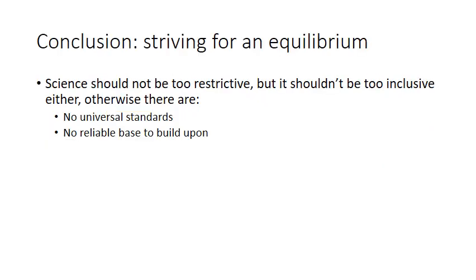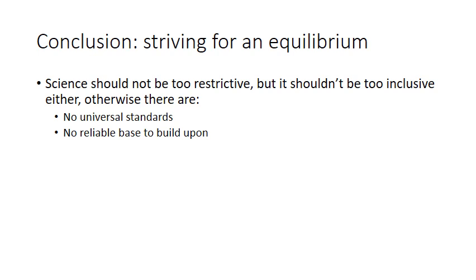Now, what Sokal and many others actually take up here is that if we make science too inclusive, if we start just accepting all kinds of uninformed, poorly argued for theories based on bad methodology and so forth, well, we run into major problems. First of all, we lose the kind of universal standards that make science a self-correcting process.